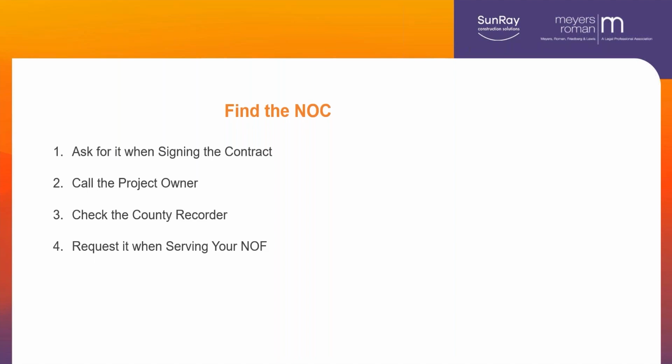The next thing is, if they don't have it, call the project owner. Is there a notice of commencement on this? Maybe, just maybe, you might know who the parties are. And if you do, you can try in some counties to look at the county recorder. But sometimes that can be really difficult because the county recorder's office is not like Google. It doesn't say, did you mean this one?